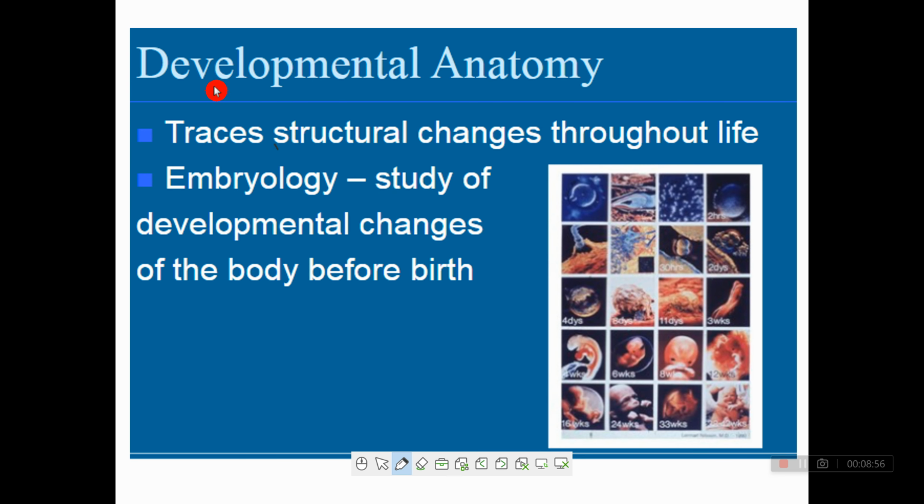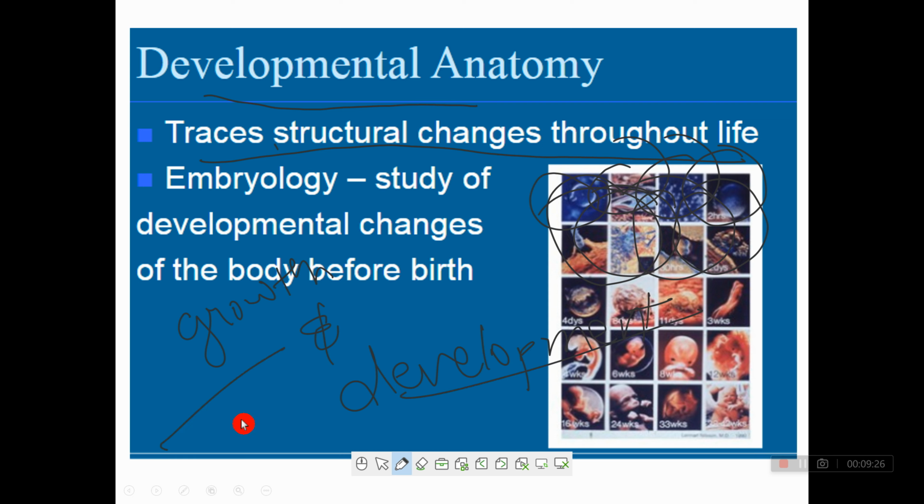Next one is developmental anatomy. As I told you, in developmental anatomy, we trace the structural changes throughout life, that is, what structural changes an organism or an organ of the body goes through throughout life. Developmental anatomy studies the growth and development of a person throughout life, how the person is growing and going through different developmental changes. This is known as developmental anatomy.